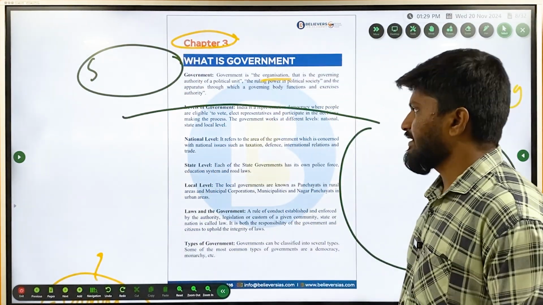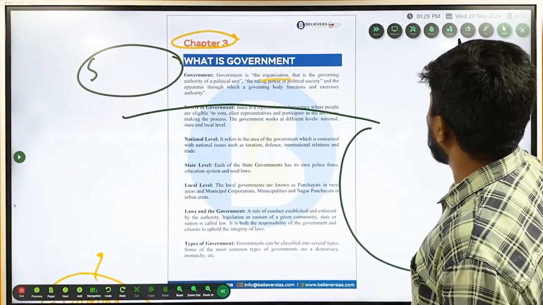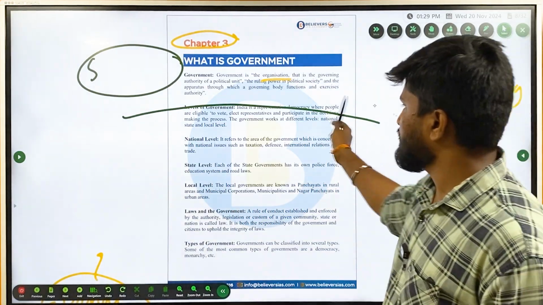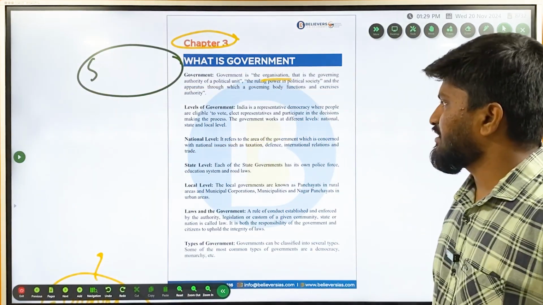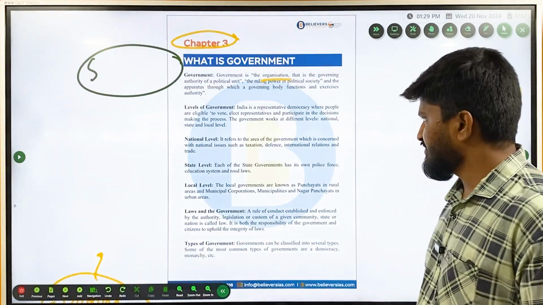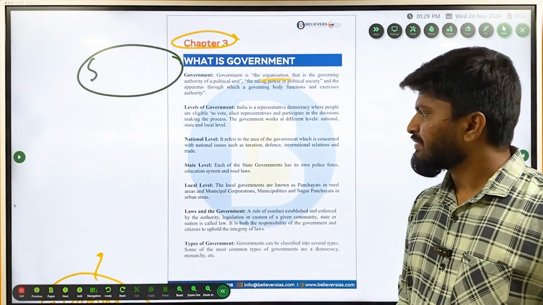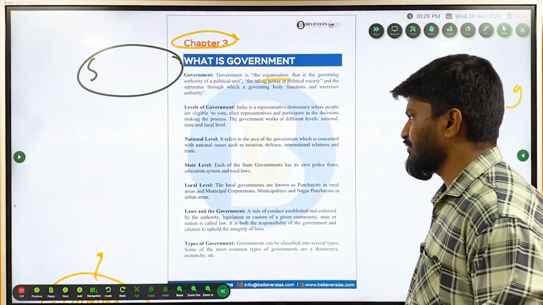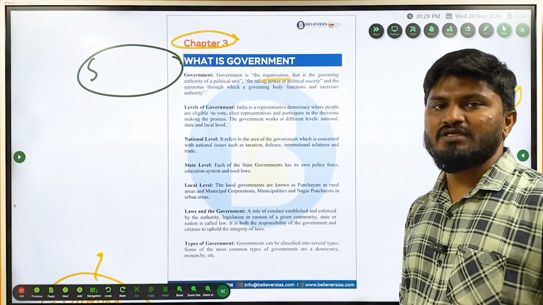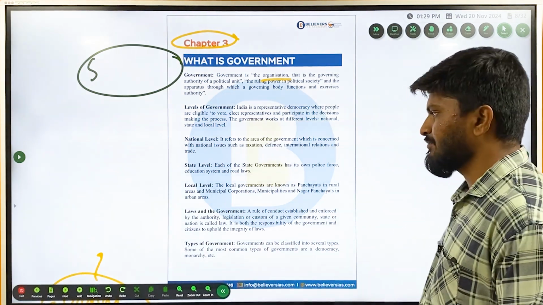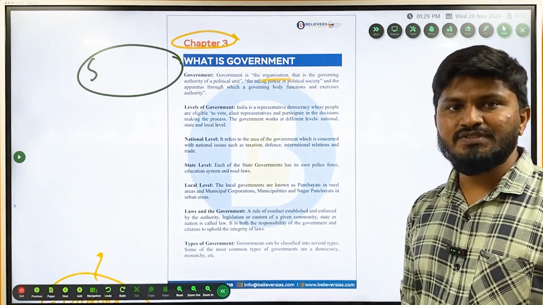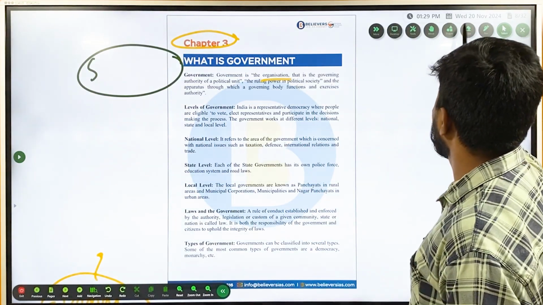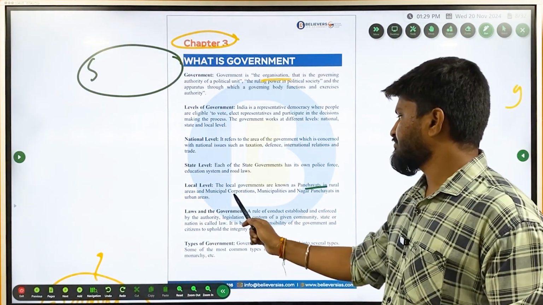Now, the national level refers to the area of governance concerned with national issues such as taxation, defense, international relations and trade, etc. At the state level, each state government has its own police force, education system and road laws. Any issues of regional level are given to the state. And any issues of a very local and basic level are given to local bodies such as municipalities and panchayats.